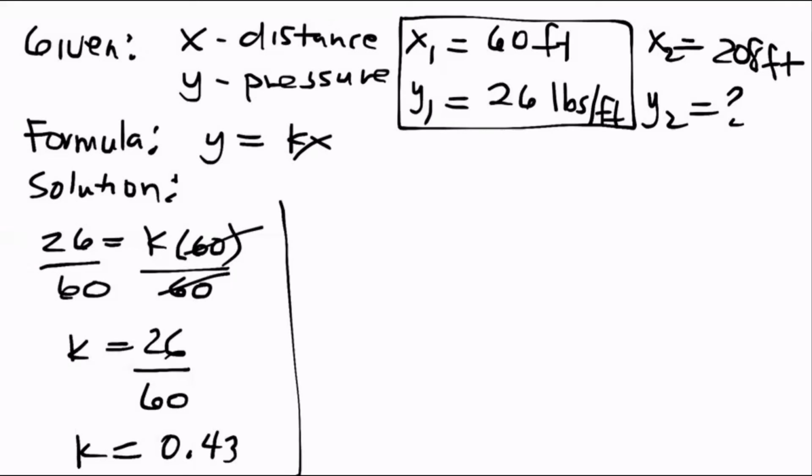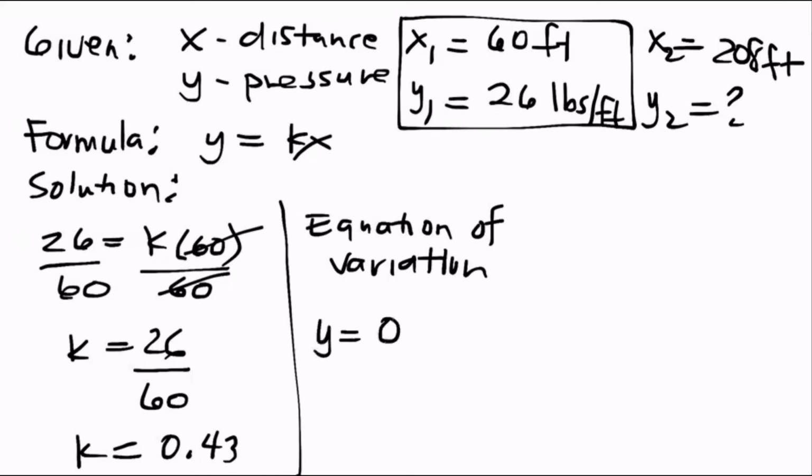So let us now proceed to the equation of variation. So in equation of variation, same process lang ng ginawa natin kanina. So we will just substitute the value of k to our formula. So we have y is equivalent to 0.43, then we have x. Therefore, that is our equation of variation.